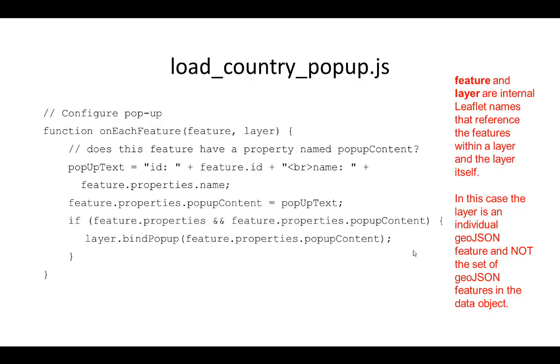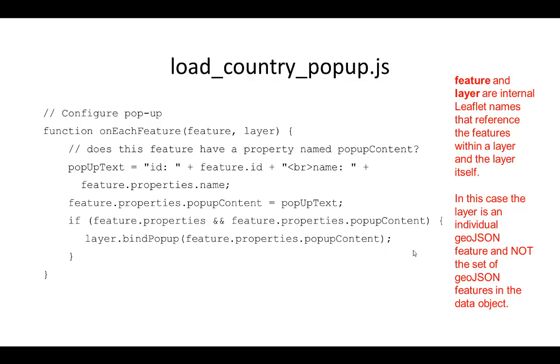So in this case, feature is the GeoJSON object. Layer is what we're making in Leaflet, which we're going to stick on the map. And the layer has a pop-up, but the feature doesn't, because it's just the text that's been read out of the GeoJSON file. So, GeoJSON file, whole system, lots of different GeoJSON objects.